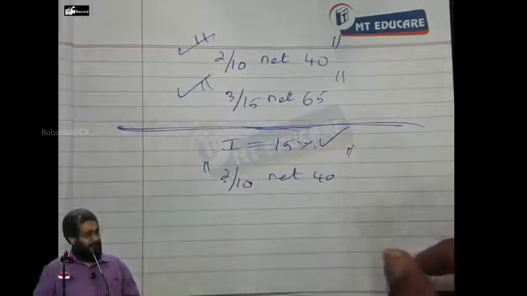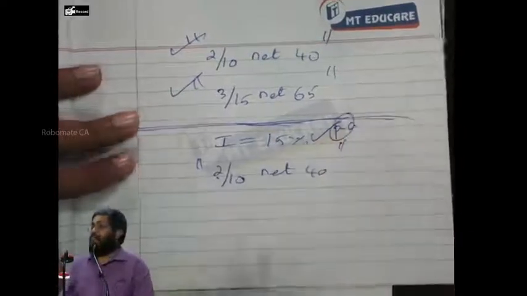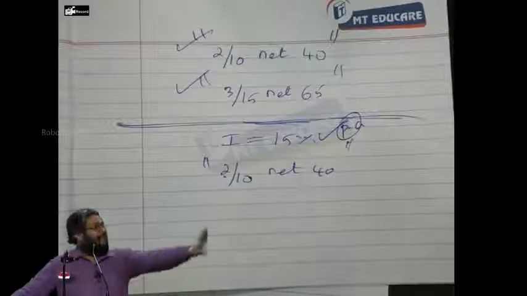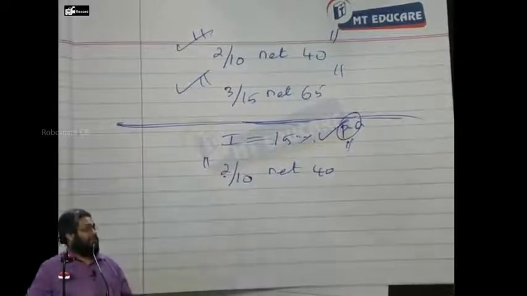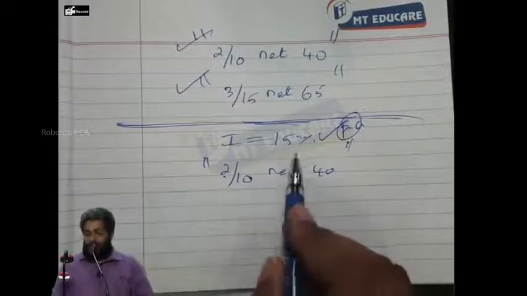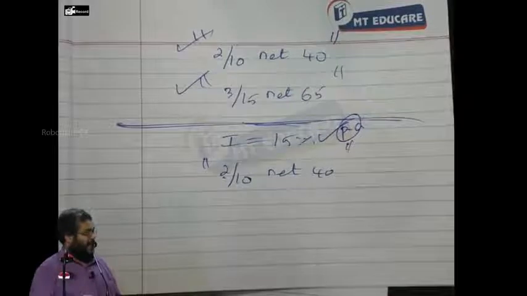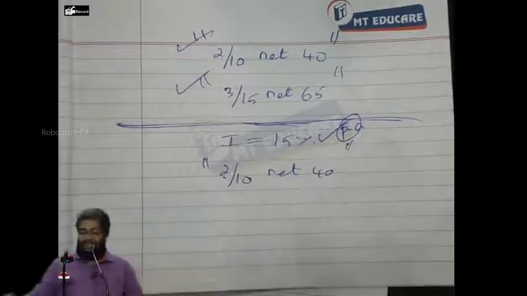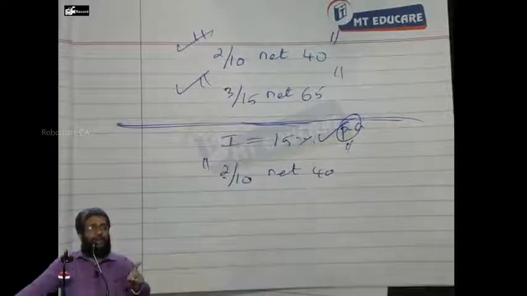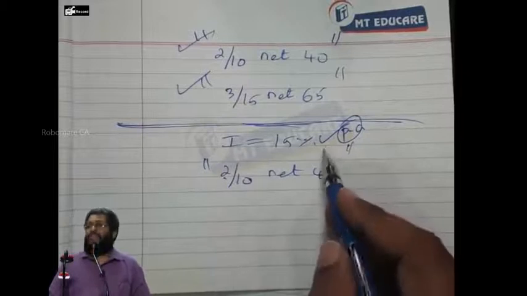But we should not say it like that, because this 15% interest is per annum. Any bank interest is always expressed on a per annum basis. I will get 15 rupees on 100 rupees only if I deposit the 100 rupees for 1 year. If I deposit for 1 year, I get 15 rupees. The interest rate is always expressed per annum.